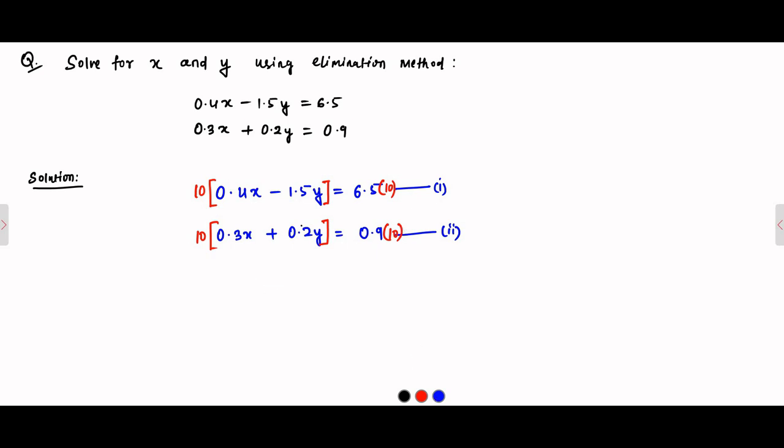So here we have 4x minus 15y is equal to 65, and we have 3x plus 2y is equal to 9. Let's name this as equation 3 and this as equation 4.